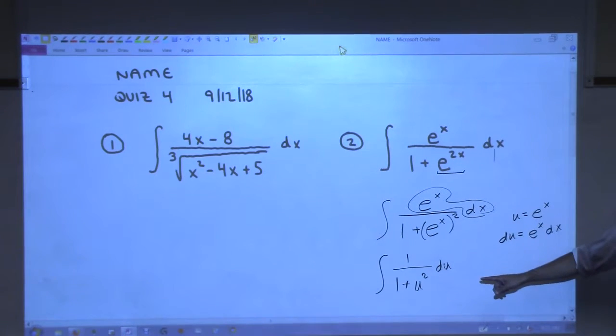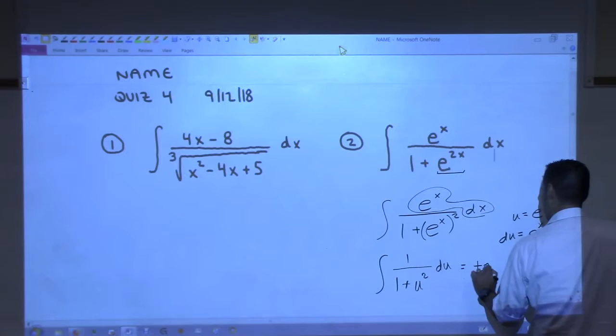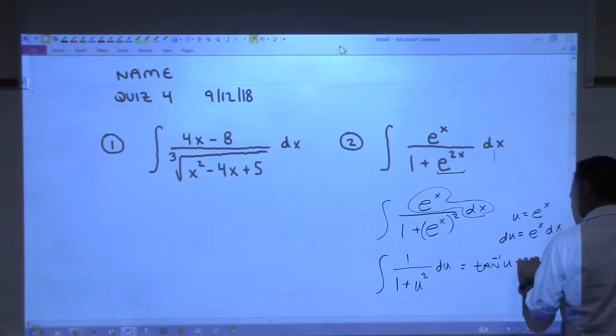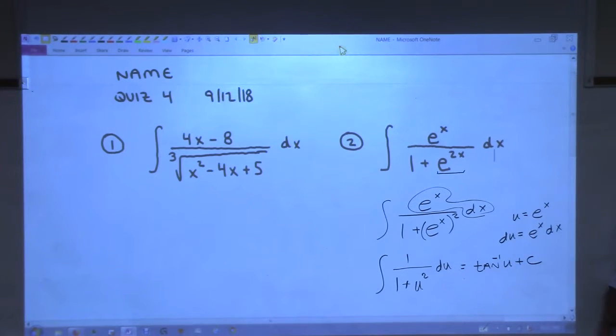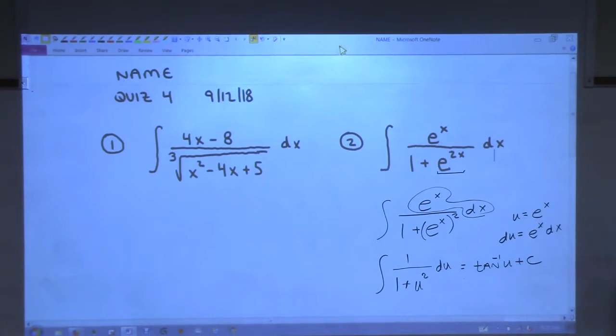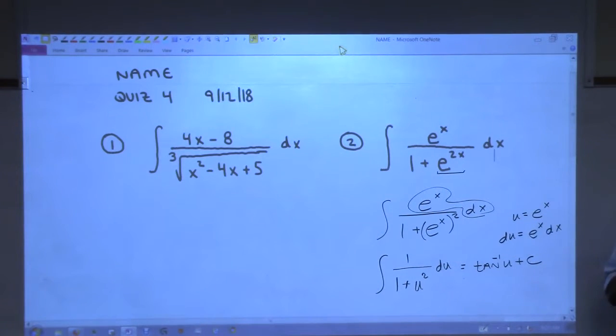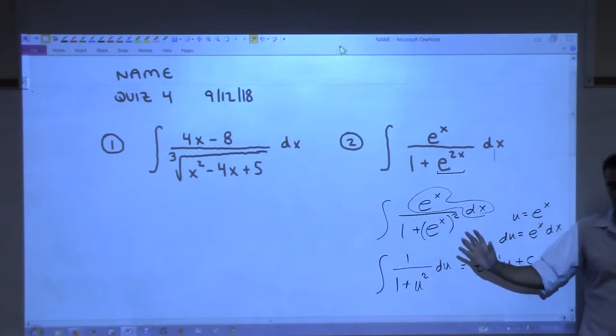Do y'all see that? And the antiderivative of this is arctangent of u plus c. And then you just replace u with e to the x. So you have to first realize algebraically that e to the 2x is e to the x squared. And then it works. So what I would have anticipated you did is maybe try this whole thing as your u substitution, see that you're running into a problem, scrap it, and go to a different approach.